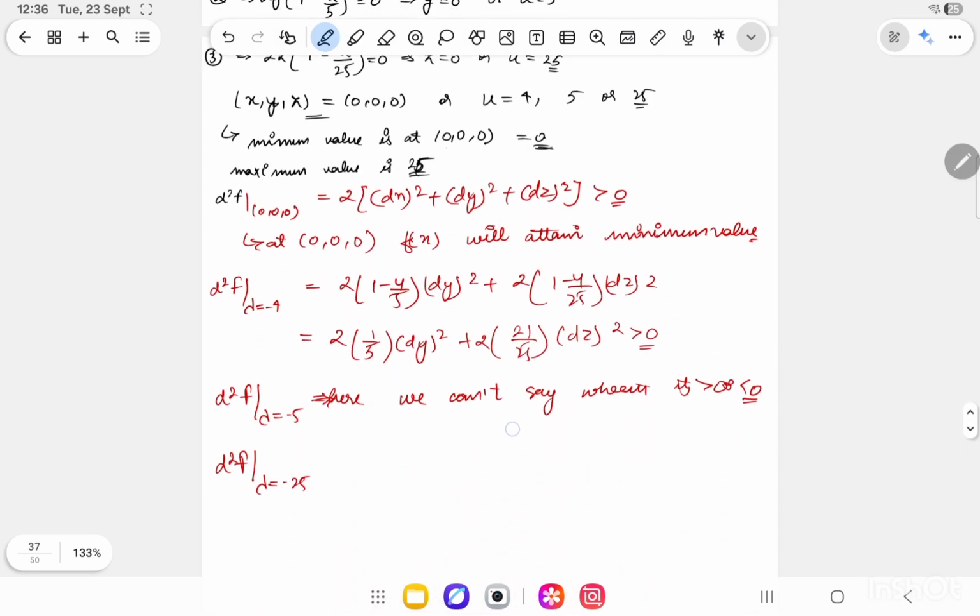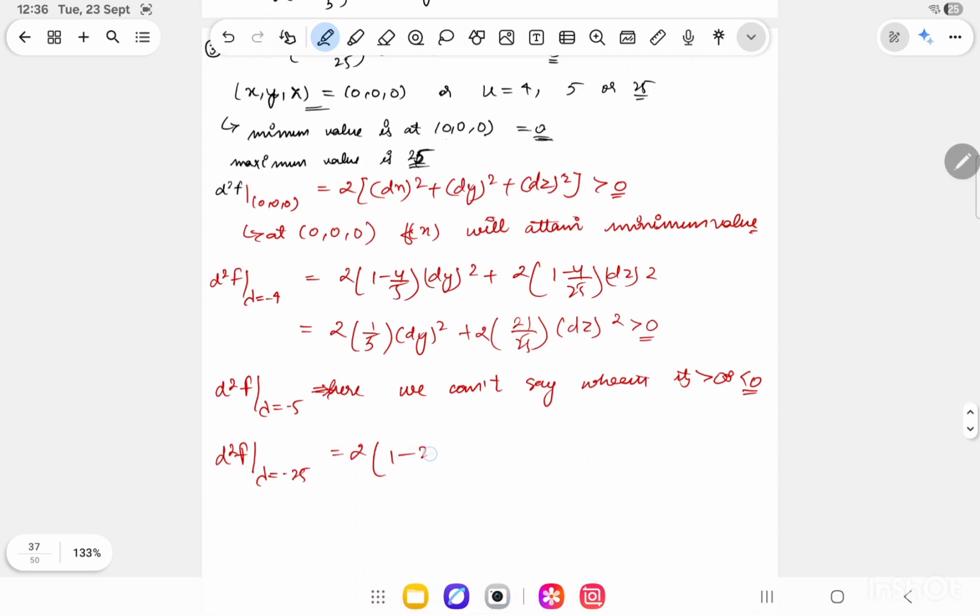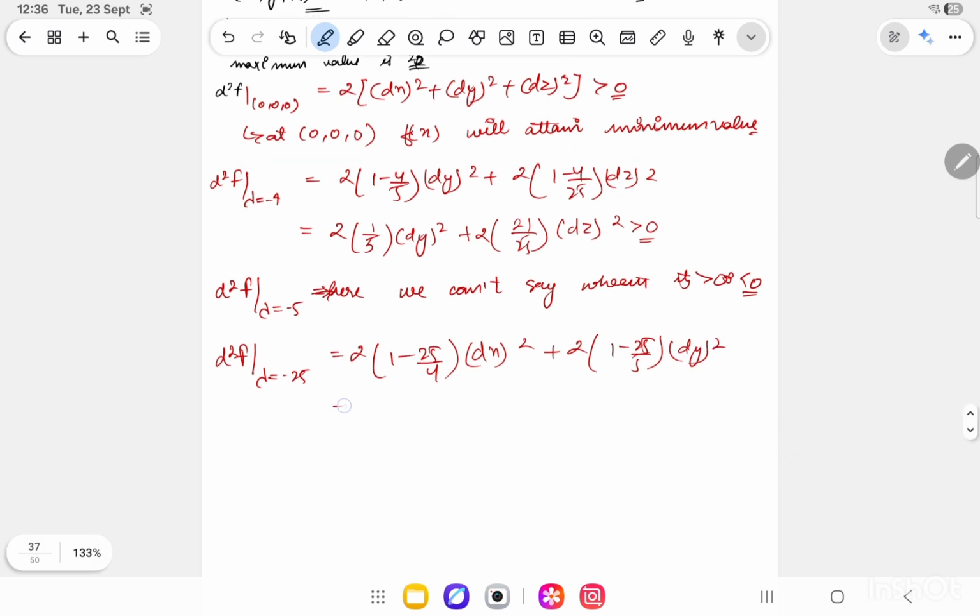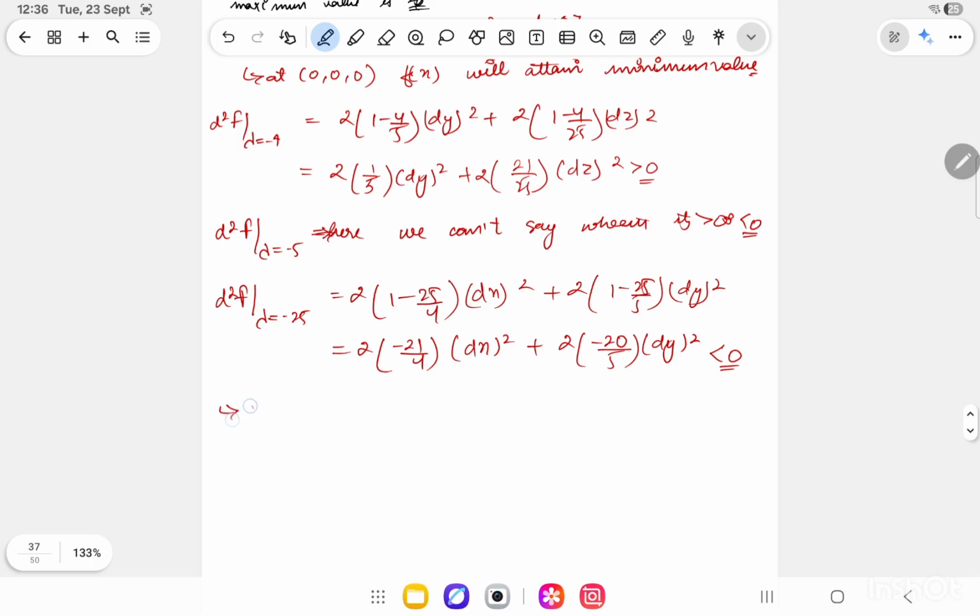into 1 minus 20 by 4 into dx square plus 2 into 1 minus 25 by 5 into dy square, and this thing will be 2 into 4 minus 25, that is minus 21 by 4 into dx square plus 2 into minus 20 by 5 into dy square, and this thing is always less than 0. So here at lambda equals to minus 25, small f will attain maximum value.